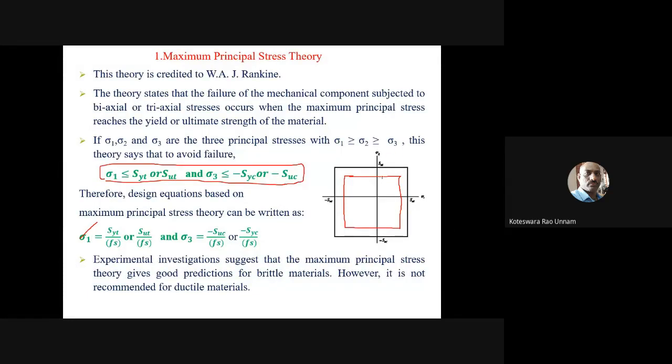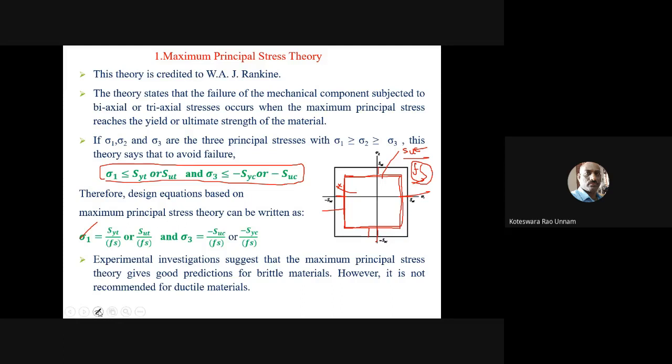So this is the line equation, I'll take it as SUT divided by FS. Similarly, this is also SUT by FS, this is minus SUC by FS, and this one is minus SUC by FS. That means whatever offset you are doing, that offset distance is because of your factor of safety. So if you use a factor of safety, then your design point should lie within this boundary only. If you fall outside, then as per your factor of safety, it is violating your factor of safety. So you can say that the component is not safe.